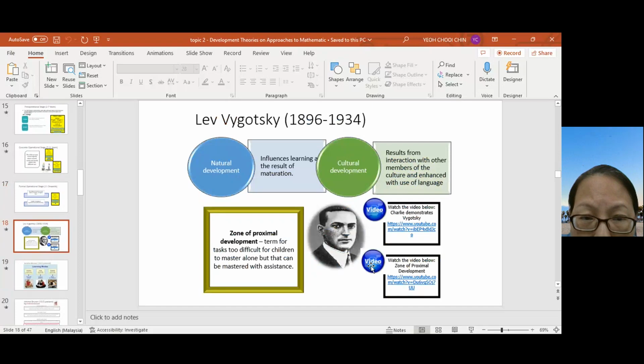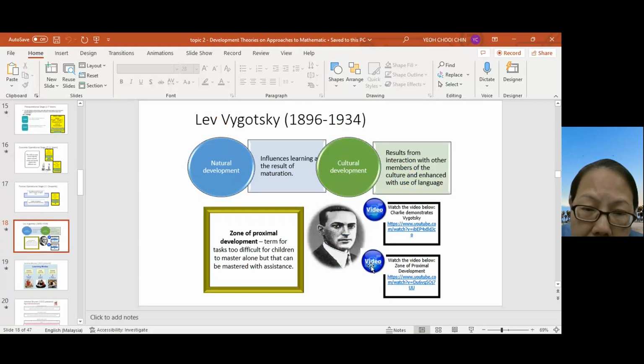All right, Lev Vygotsky. Natural development, cultural development. Natural development influences learning as a result of maturation. As they mature, they can learn better, they understand things better. This is very true of Lev Vygotsky. And cultural development results from interaction with other members of the culture and is enhanced with the use of language. They start to talk to other people, they learn language, they learn through interaction, and understand things better.